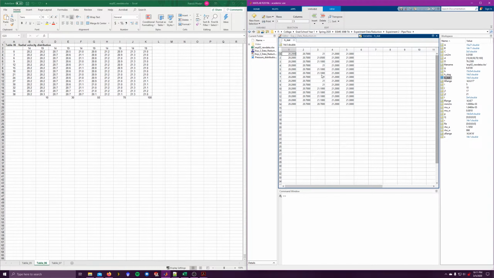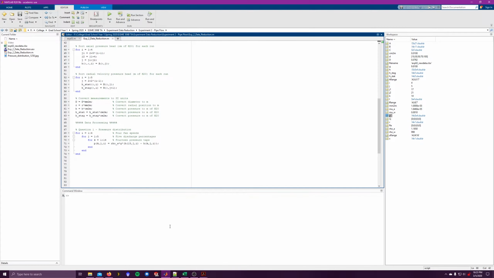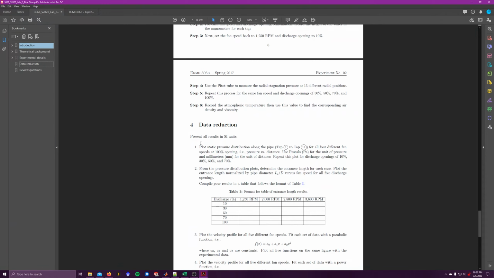Let's go to the static pressure here. So we have the static pressure here, here, here, here, and here. And you see, if you looked at both of them at the same time, they match up. So what I've done now is question 1, the pressure distribution, really the static pressure distribution. For this, we want to look at the static pressure for each tap, so that's from tap 1 to tap 14.